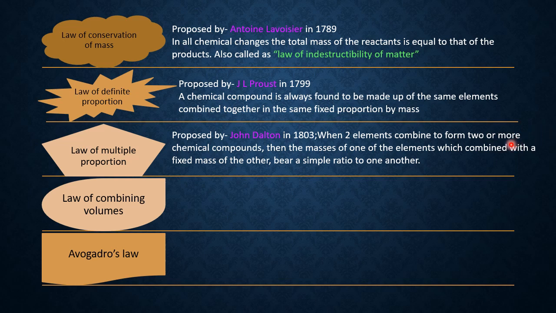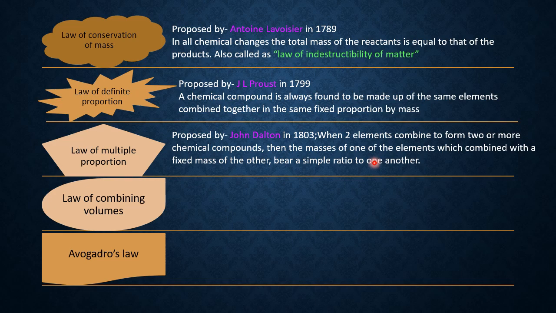For example, two elements H and O, when they combine, they go for water and hydrogen peroxide. When phosphorus and chlorine combine, they go for two compounds, phosphorus trichloride and phosphorus pentachloride, like that. So when two elements combine to form two or more chemical compounds, then the masses of one of the elements which combined with a fixed mass of the other bear a simple ratio to one another. So when C and H combine, we will get CH4 and C2H6, methane and ethane, right?